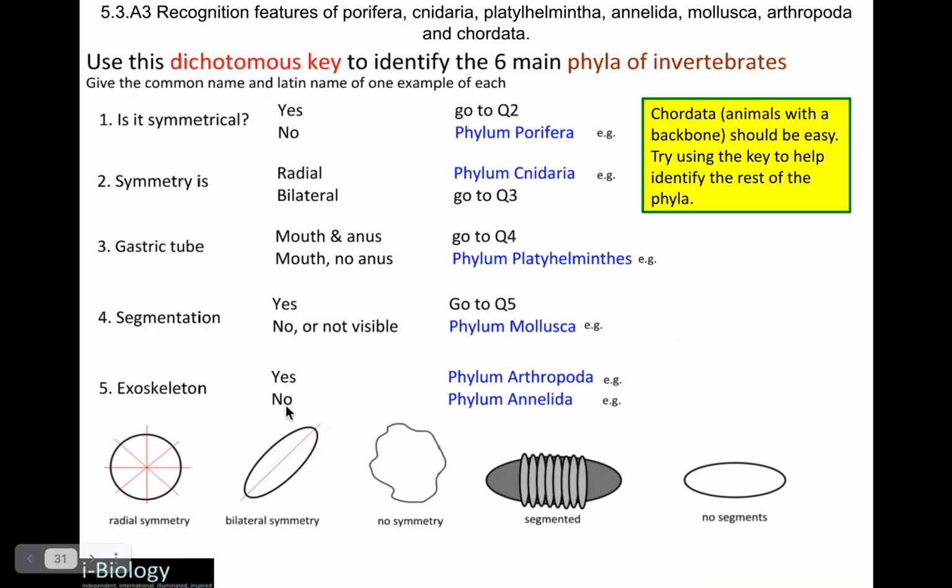And so I'm going to go on to question 5 because it was yes. And the exoskeleton. An exoskeleton would be like, does it have a hard outer shell? No, so that's going to be Phylum Annelida. So try and do this for yourself. You can stop the video and go back and forth and try to do it. When you're done, we're going to move on and there'll be the answers. So go ahead and pause right now.